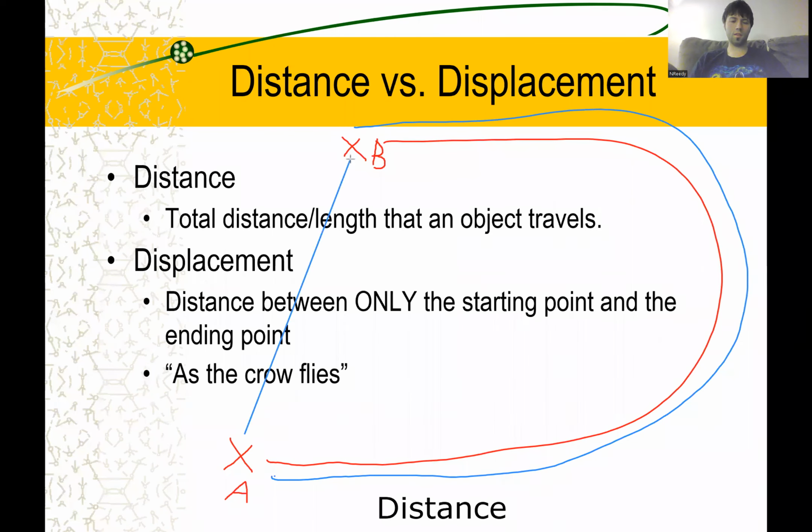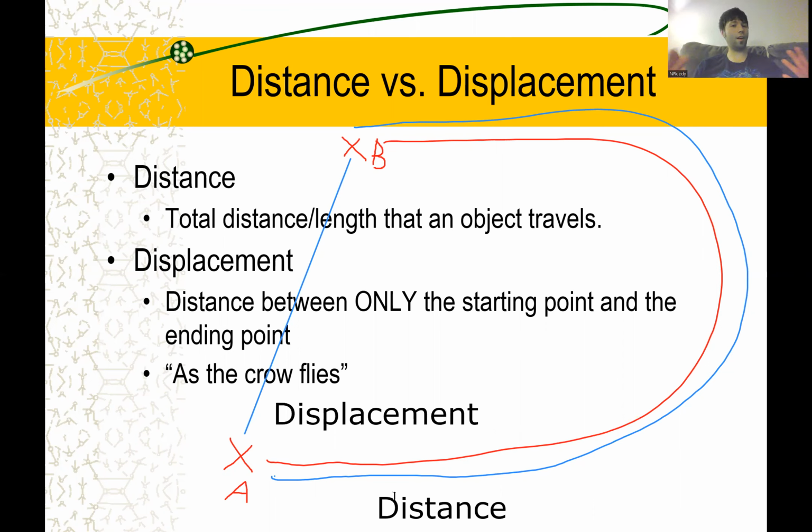So I hope that the difference between those two things makes sense. If you follow a line that is not straight, your distance would be the length along your path. Displacement is the distance between the starting and the ending point. So it says as the crow flies, because if you're traveling on a road and there's a possibility you could just fly over it, your displacement would be that flying distance.